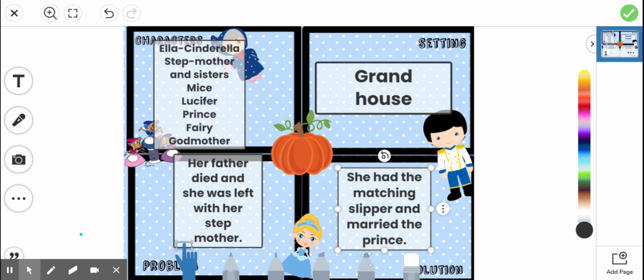So that's today's reading lesson. And can't wait to see your story element chart.